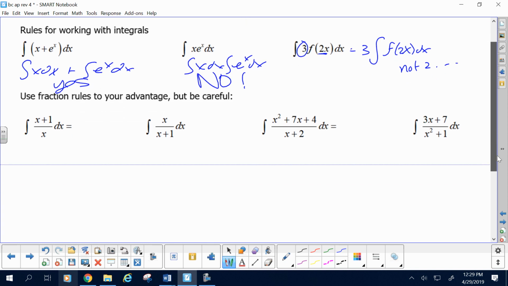Algebra again, sorry, going back to some algebra ideas. Fraction rules. Can I split a sum in the numerator? Yes, you can. This is equal to x over x plus 1 over x, and that is 100% allowed. Can you split a sum in the denominator? 100% not allowed. You cannot do that.